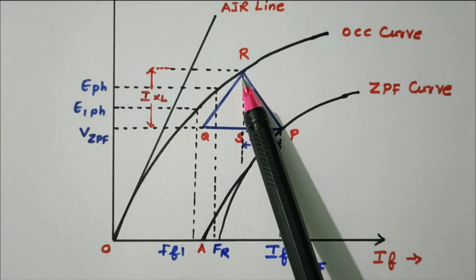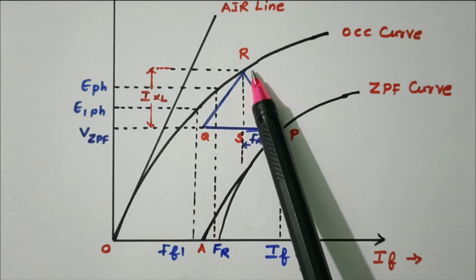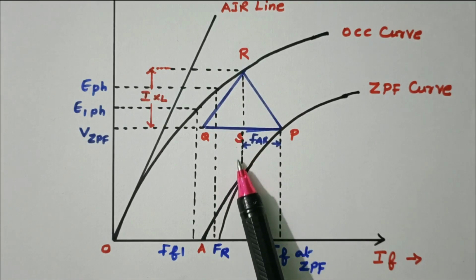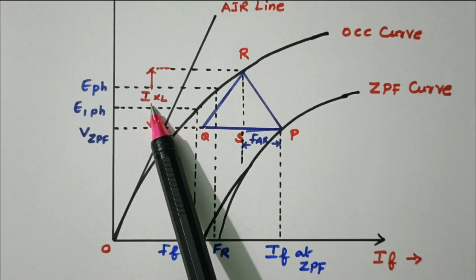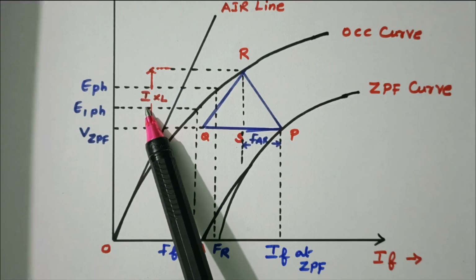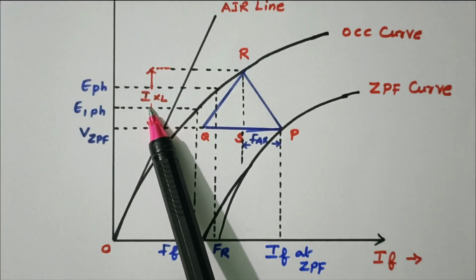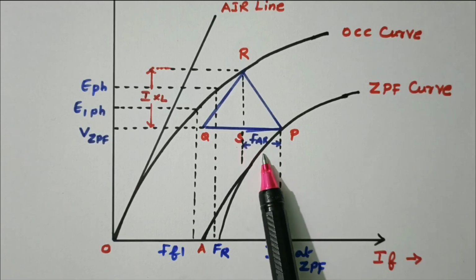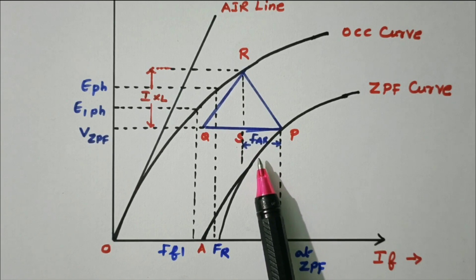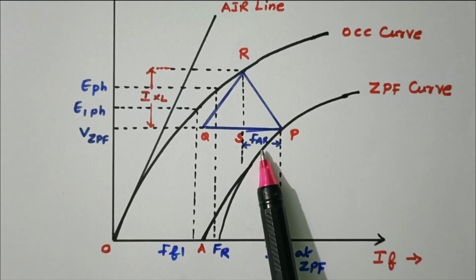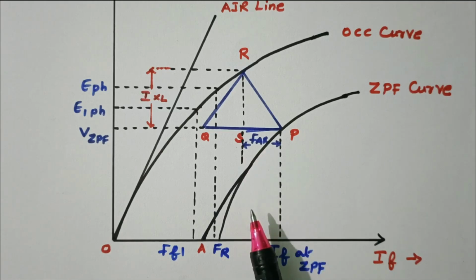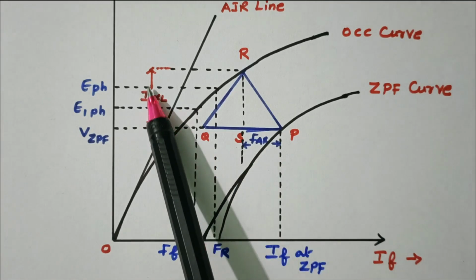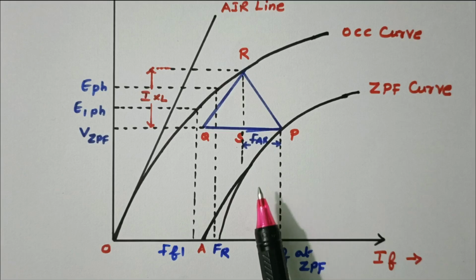Now from this RS, draw one perpendicular line, that will give the point S. This RS is nothing but the IXL drop, right? Inductive drop. Then this PS is nothing but FAR. This FAR, we know, is the field excitation required to overcome the armature reaction. So now we'll get the value of IXL and FAR.